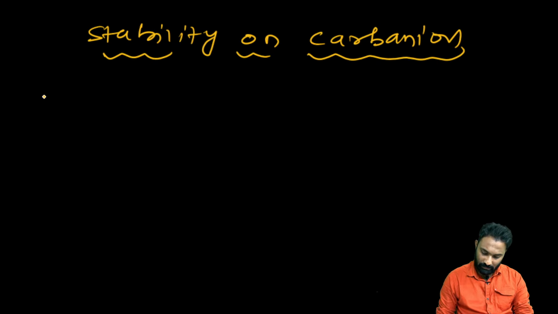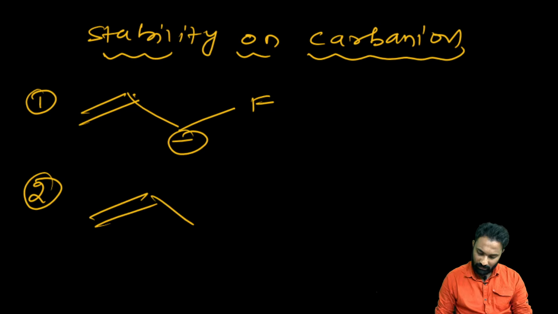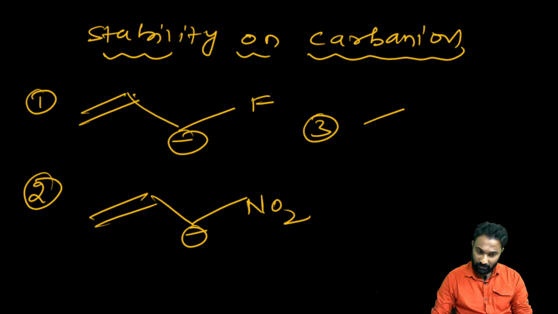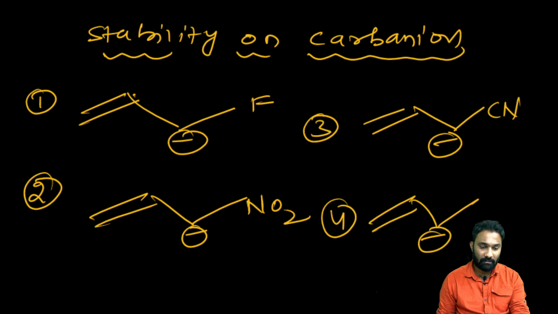Now you can see, in the stability of the carbanion, suppose here the F and here the fluorine, done. Second one, here the F and here it is NO2. Now the third, here it is F and here it is CN, and the fourth, here the F and here normal we will take. Now among 1, 2, 3, 4, which is the more stable carbanion?